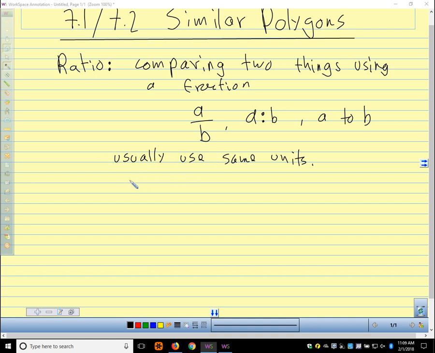And usually we reduce the fractions. So we don't say 2 to 4, we say 1 to 2. We'd reduce that fraction.